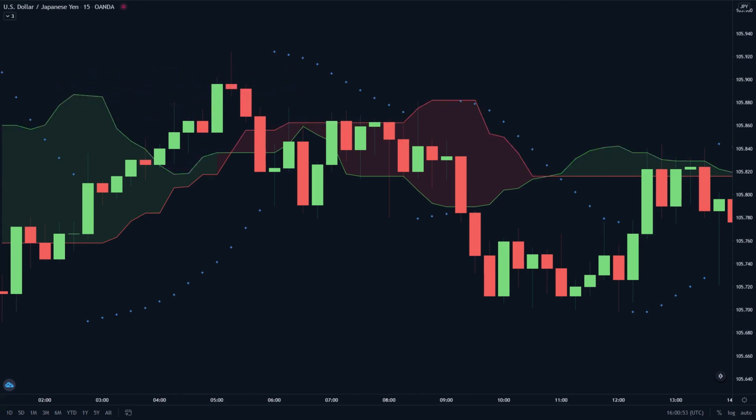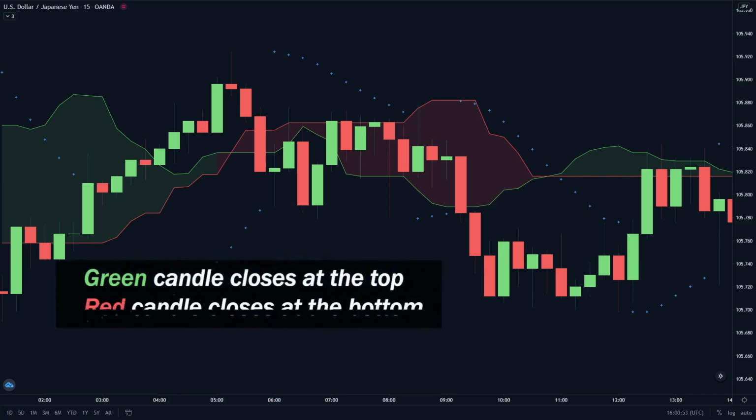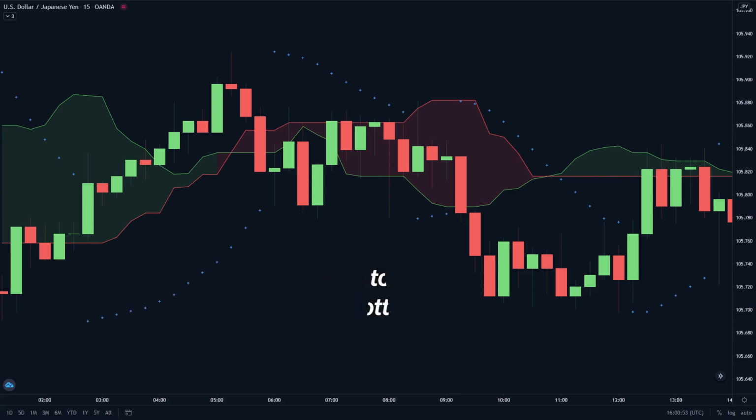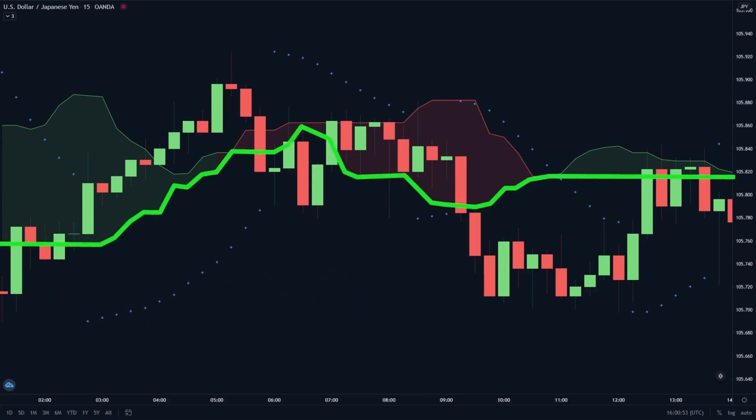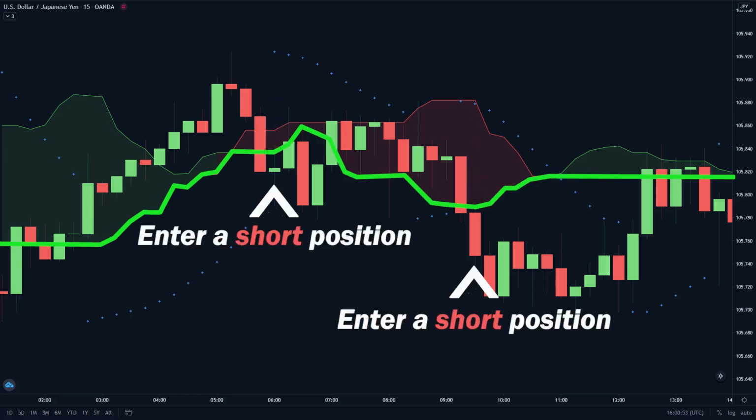Remember, the parabolic SAR is a lagging indicator, so you always buy from a candle's close. It's the same thing with the short position. If the candle is below the cloud without touching it and the parabolic SAR is above the candle, you take a short position.